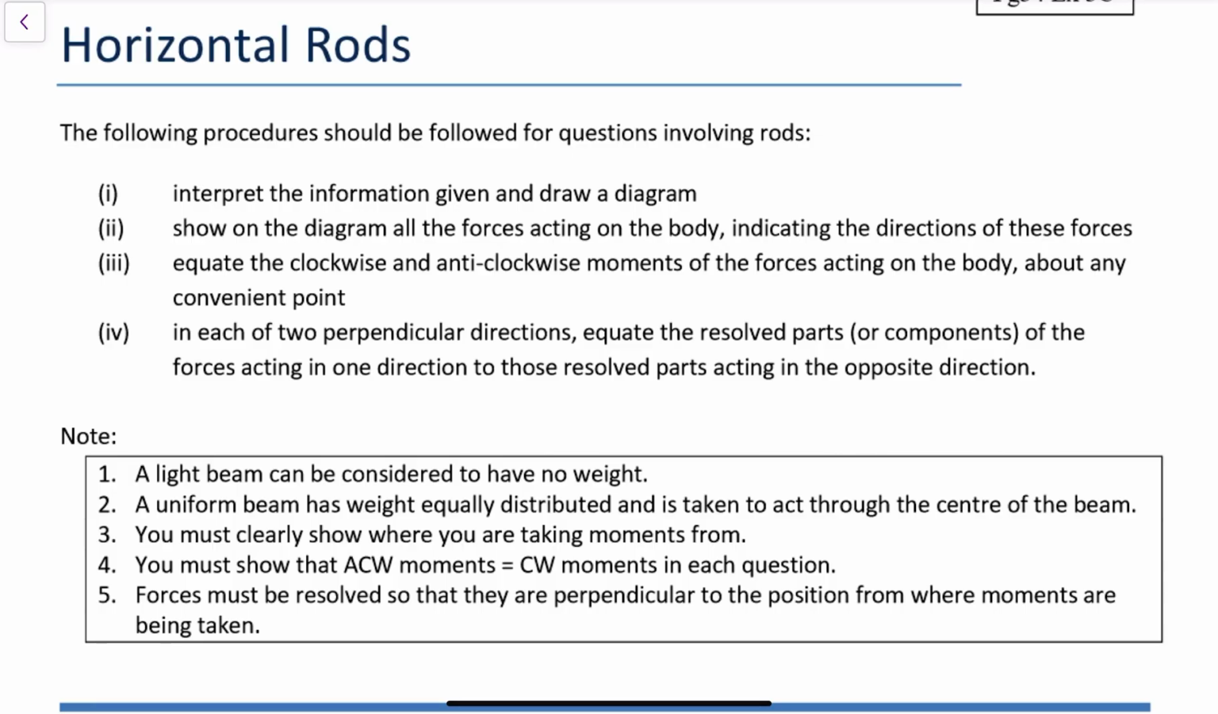If the question asks you about any assumptions, you're assuming that it's a light beam, or considered a light beam, and it would be considered to have no weight. A uniform beam has a weight equally distributed, and the weight acts through the center of the beam. And that really is it. Okay, so have you read through that in your own time there?